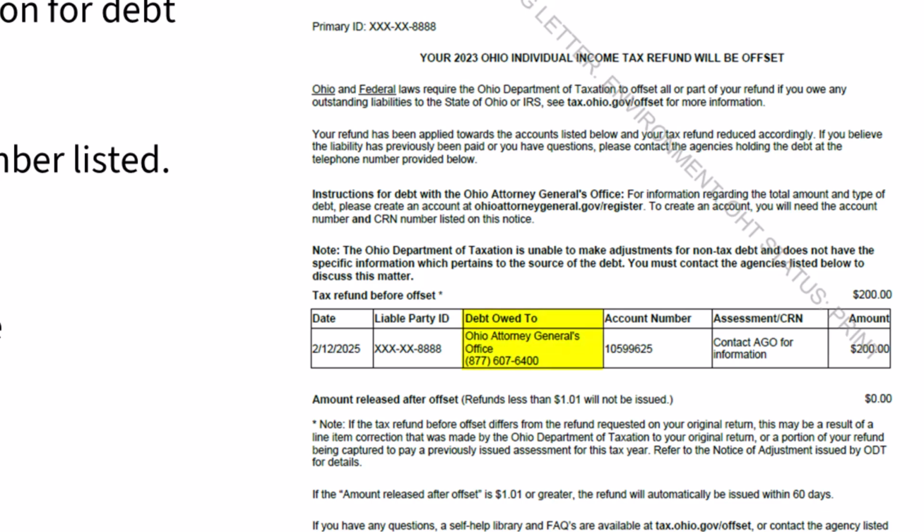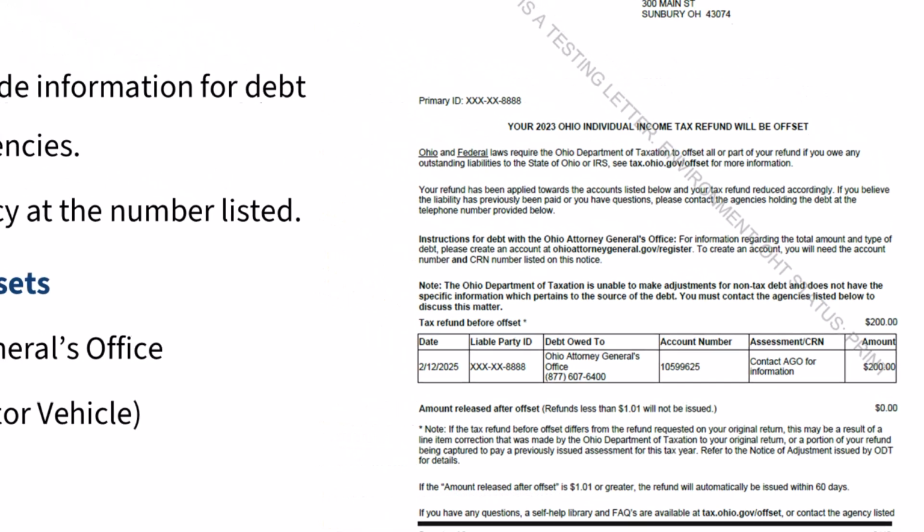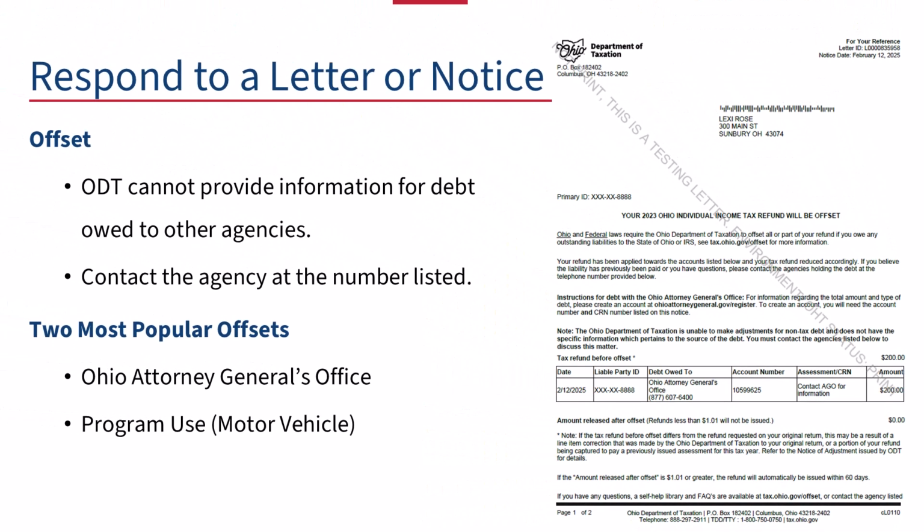If it's from the Ohio Attorney General's office or any other state agency, there is not anything that we can do to help you determine what the debt is for. You need to call the agency at that number listed right underneath where that agency is. They'll be more than happy to assist you in determining what that debt is.